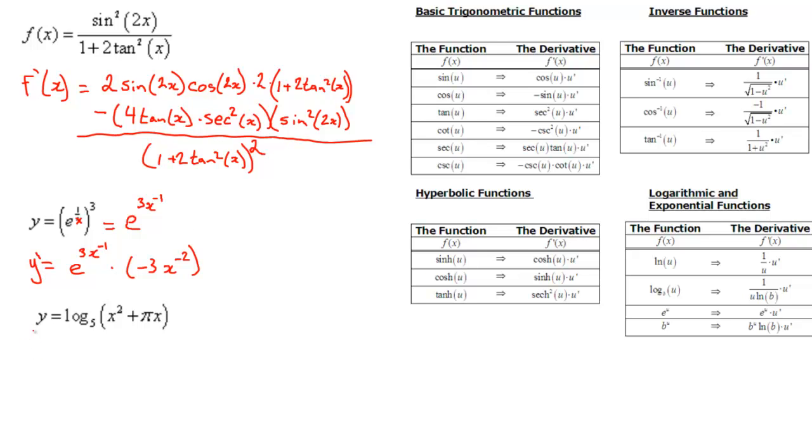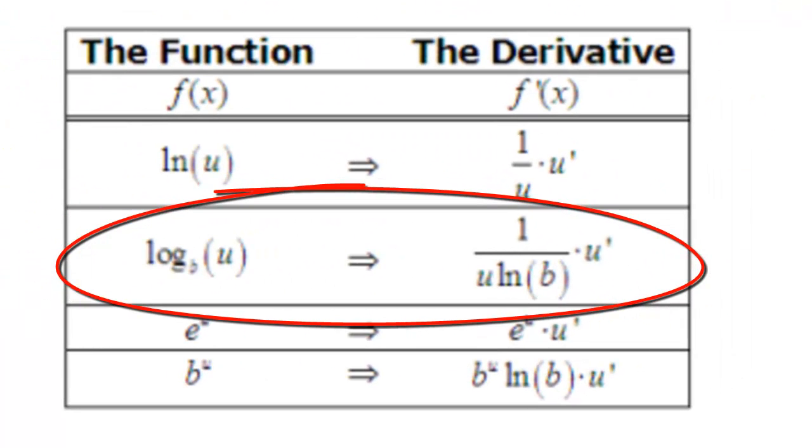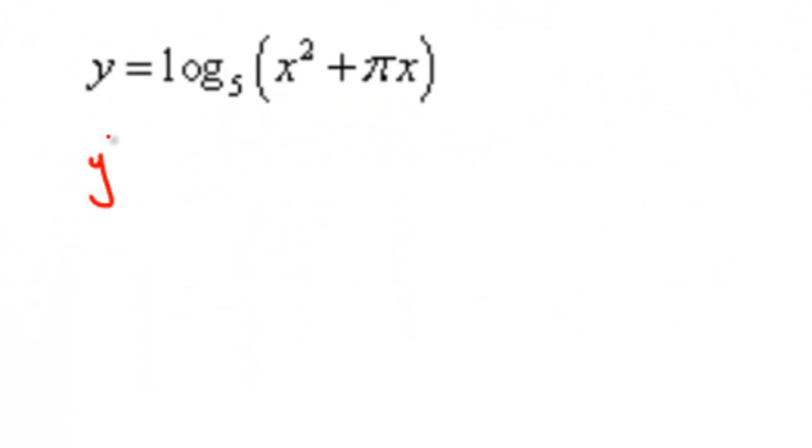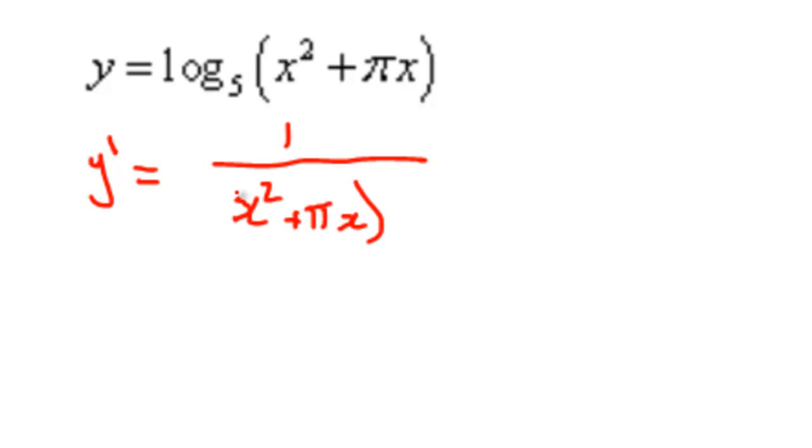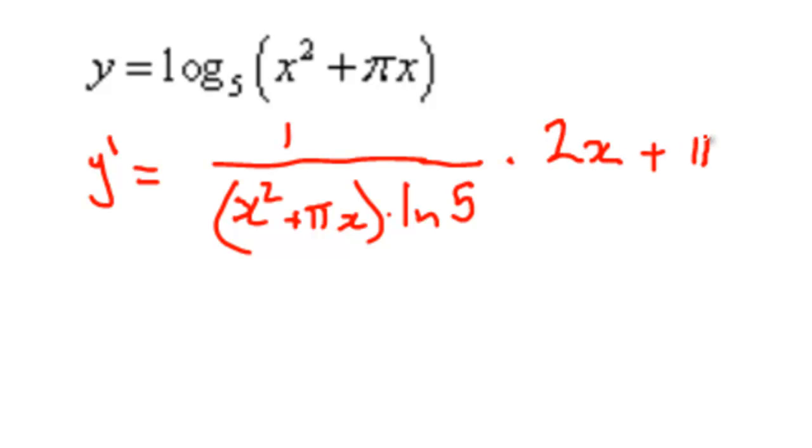The next example, y equals log base 5 of x squared plus pi x. Well, we have to use the log rule for derivative, so that says the derivative of a log is 1 over the argument of the log, so that's x squared plus pi x, times the natural log of the base, which is 5 here, so natural log of 5, multiplied by the derivative of the argument, or the derivative of the part that you put down. So the derivative of that is 2x plus pi. And that's the derivative for that one.